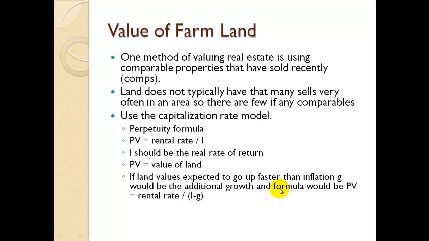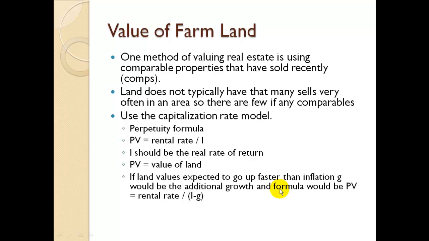We use the perpetuity formula that we first saw in Chapter 9 and then again used in Chapter 11 with the retirement calculations. And it's the present value is equal to some type of an annual return, in this case the rental rate, what the land could lease for, divided by an interest rate. And I is the real rate of return because that rental rate is the real rate. And so the present value of the land would be just that rental rate divided by the interest rate.